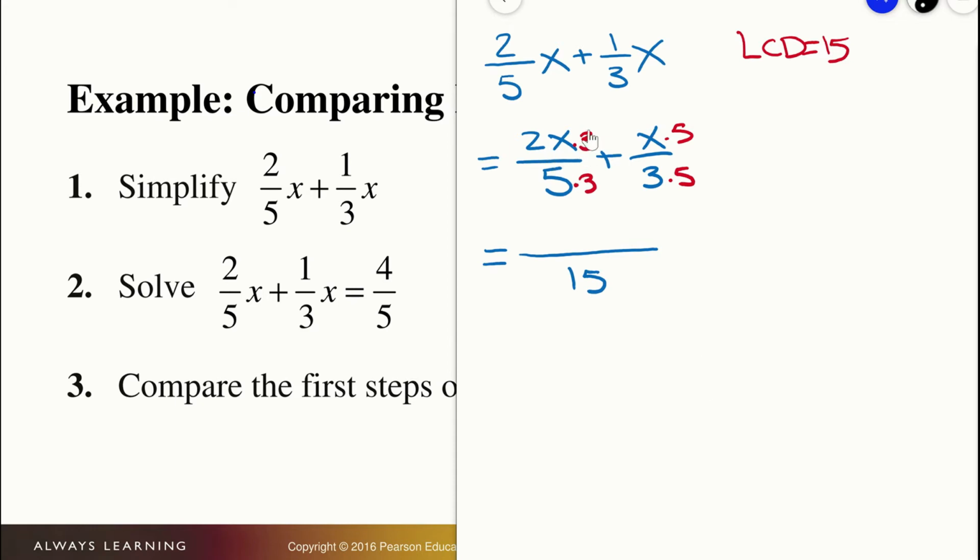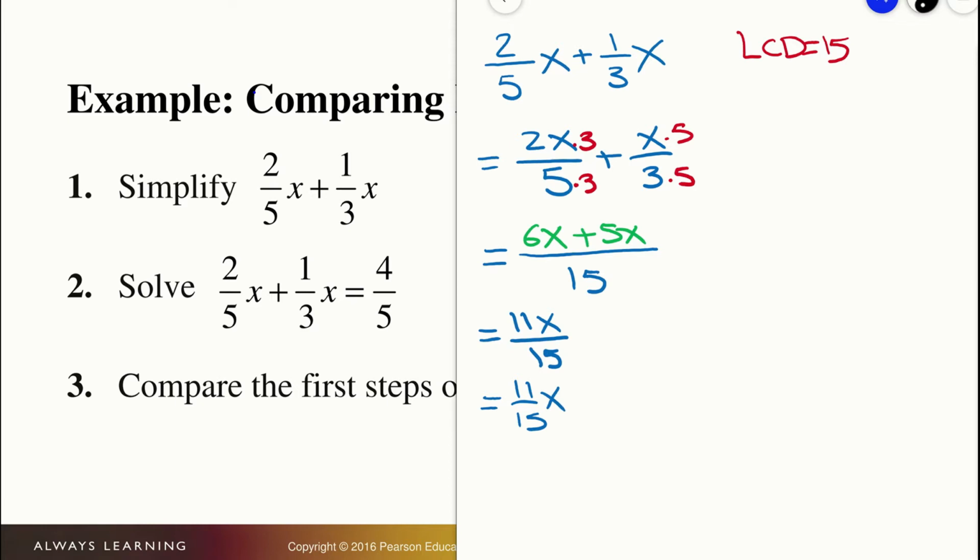This way, we're multiplying by 3 over 3, which is 1, which is fine because you can multiply any expression by 1 without changing it. And here, we're multiplying by 5 over 5, which is 1 as well. So we end up with 6x plus 5x as the new numerators, right? Which we can combine. So now, in the end, we end up with 11x over 15. You may see this expressed as 11 over 15x.